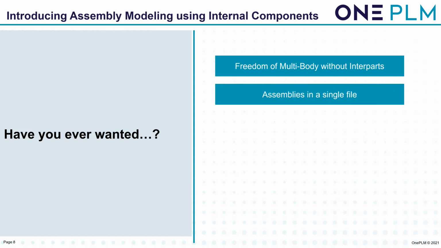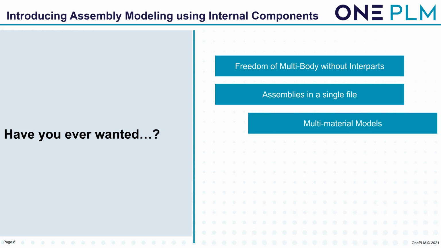We've got assemblies in a single file, so we'll have just one single ASM file with its accompanying CFG file, obviously. So it means that if we've got data management, we've just got that single file while we're doing our development work. Multi-material models, massive option, which we couldn't do previously in multi-body modeling. We always had to do that save out option.